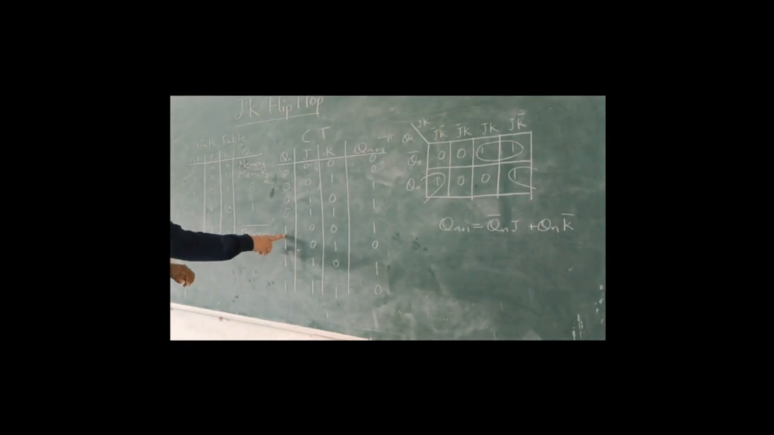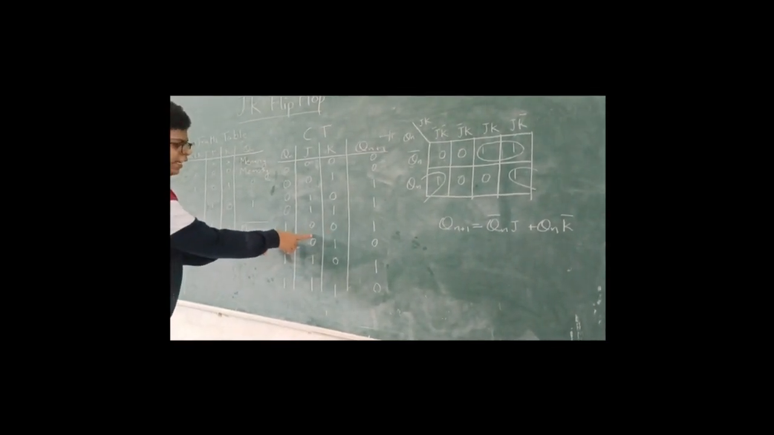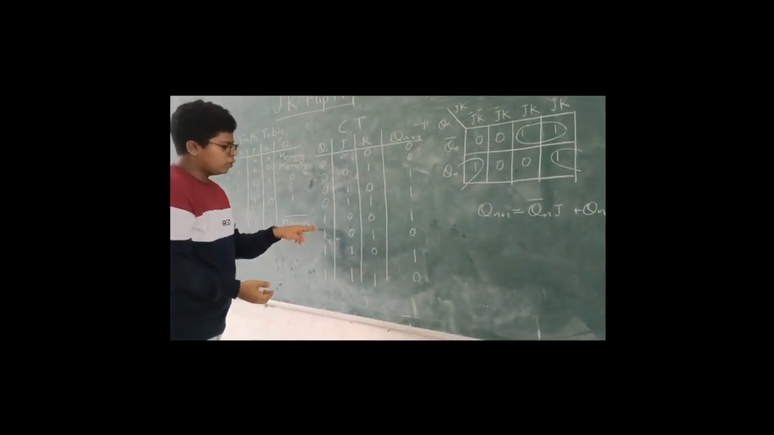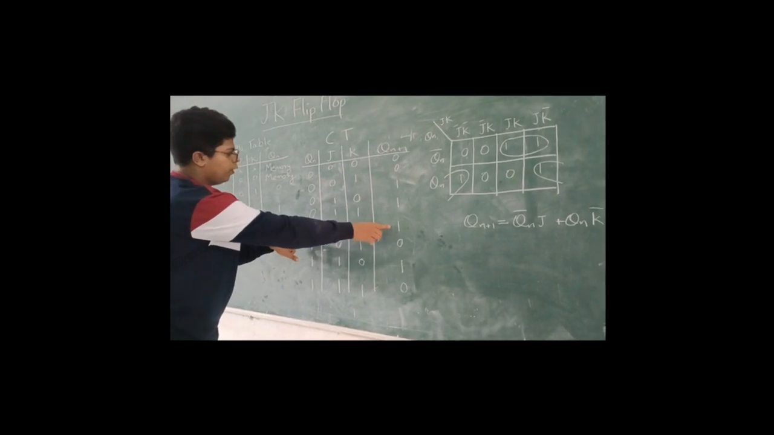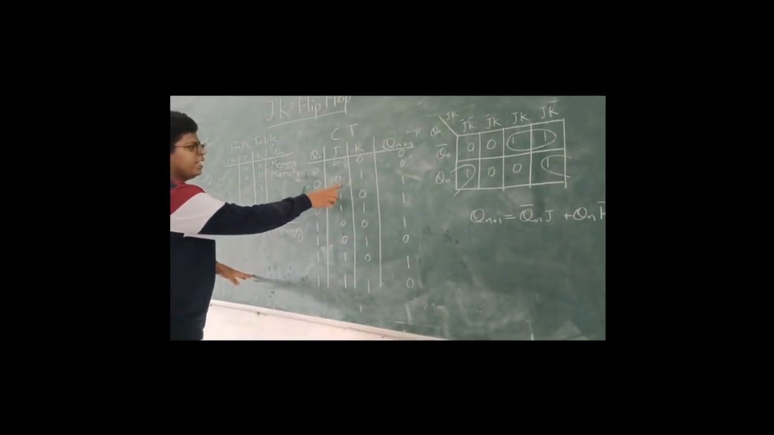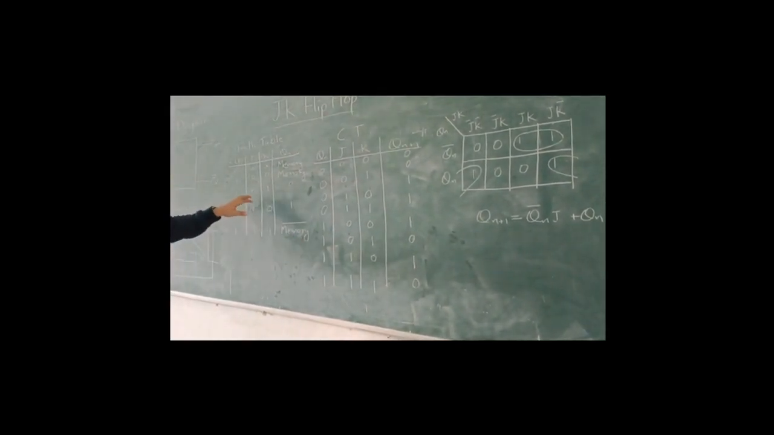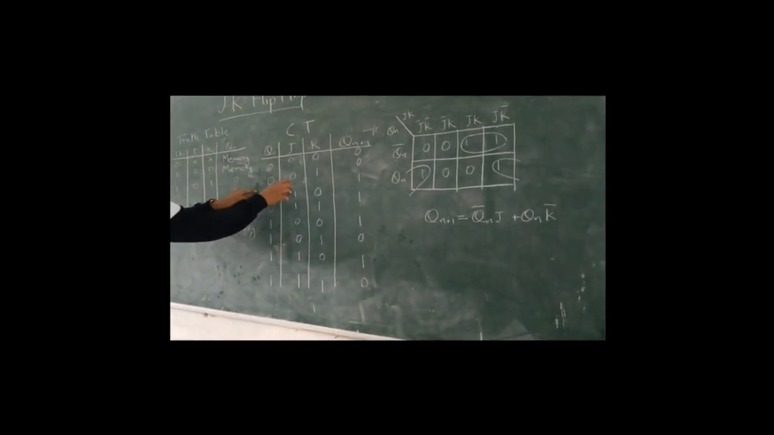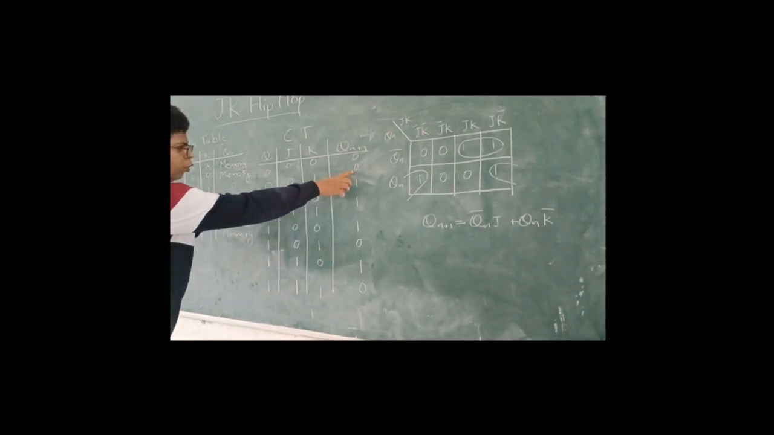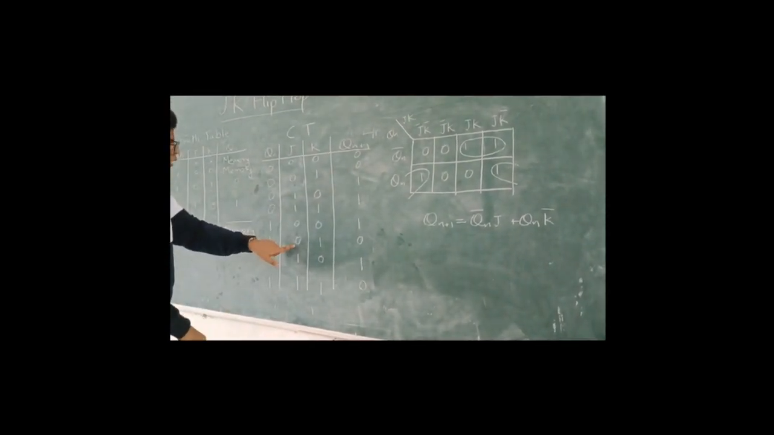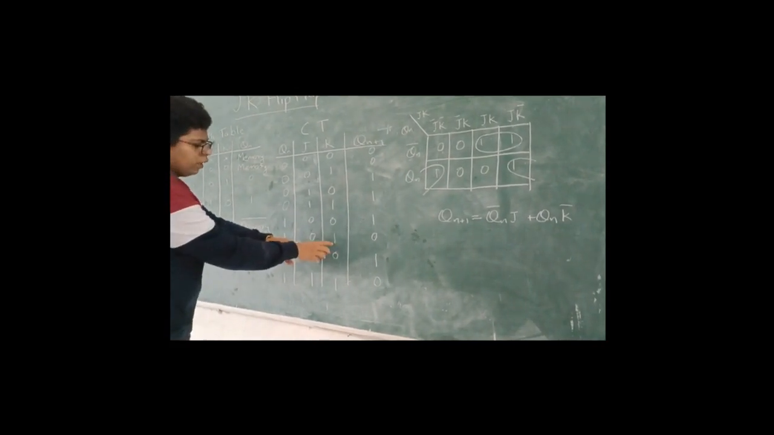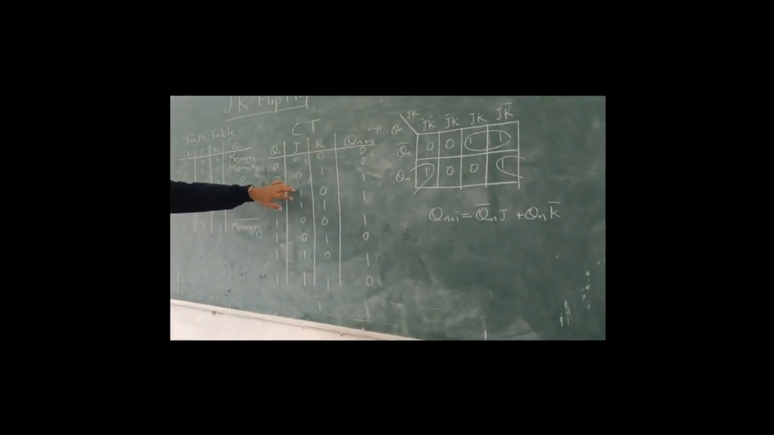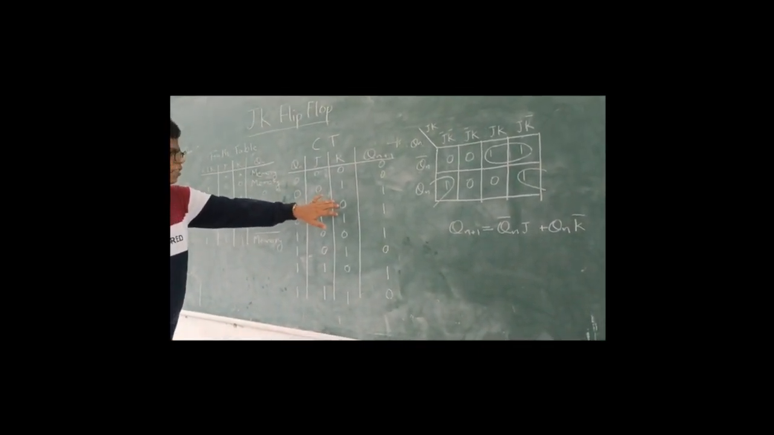And when Q1 is 1 and both J and K are 0, we get the answer which is again the memory. In this case the memory is 1, so the output is 1. In the next case, when J is 0 and K is 1, the output will be 0. So in this condition, 0 and 1, we get the output as 0. And again in the same condition, Qn is 1, with 0 and 1 for J and K, we get the value 0.